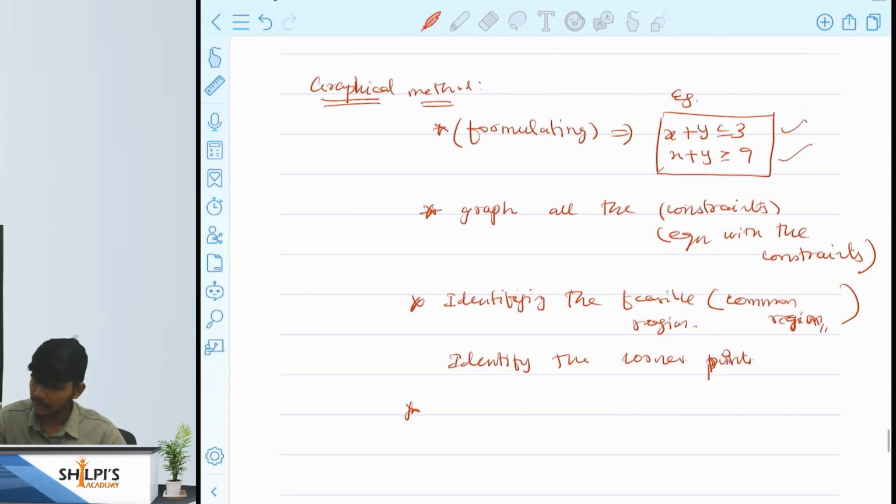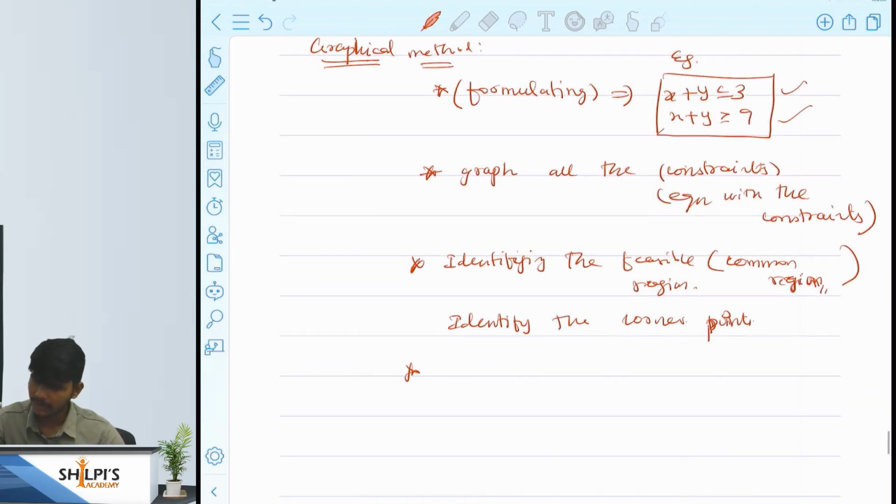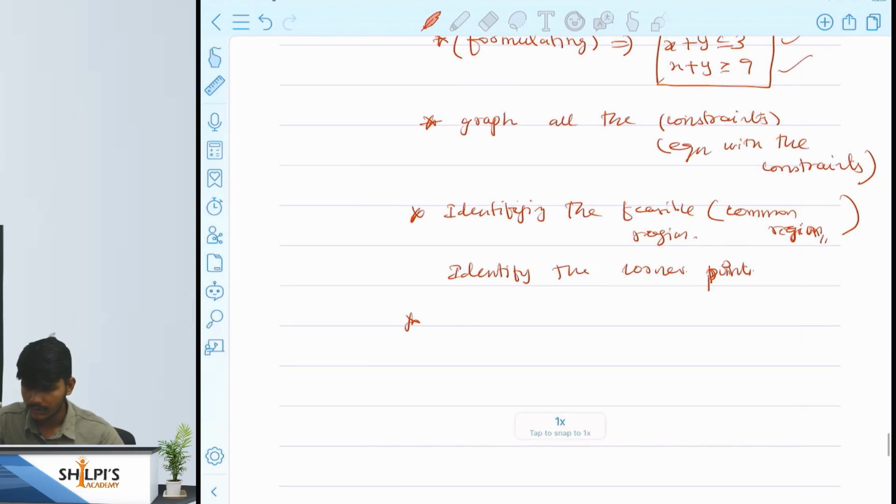So in the graphical method, the first step is formulating. The second step is the graph. We want to graph all the constraints and the equations. The third step is to identify the feasible region, and also identify the corner points of that particular feasible region. The fourth step is testing the corner points, which gives the maximum profit. For this purpose, the coordinates relating to the corner point should be put in the objective function, and the optimal point should be ascertained.